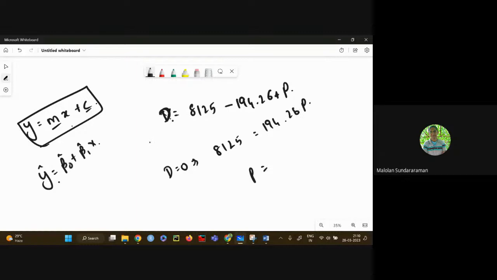So p is going to be equal to how much? 8125 divided by 194.26. Yeah, so that is going to be 41.82. Okay, sir. Thank you. So that is going to be your answer.